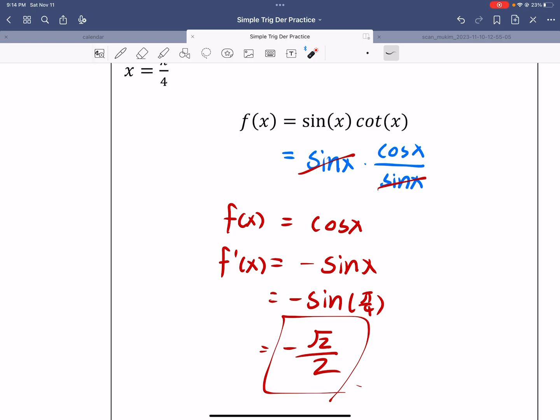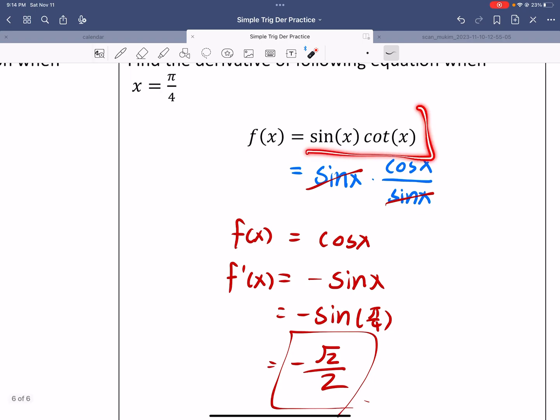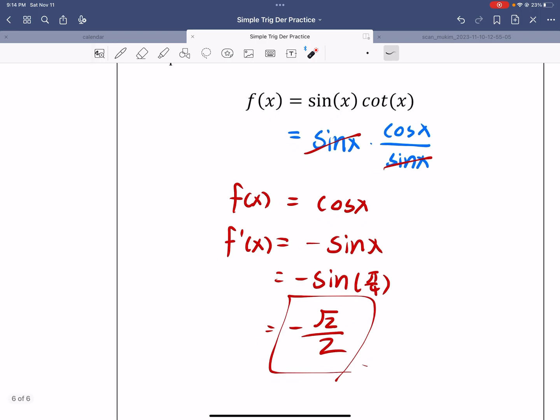And you will probably ask, Mr. Kim, how do we know when to simplify? Well, my answer is you just know. Just look at it and see if you can do it. Sometimes you cannot simplify. Then you just use the product rule, okay?